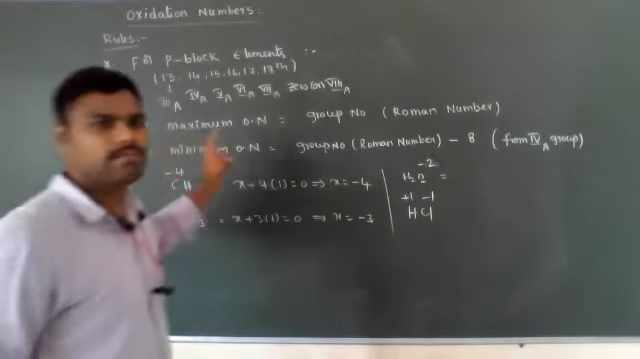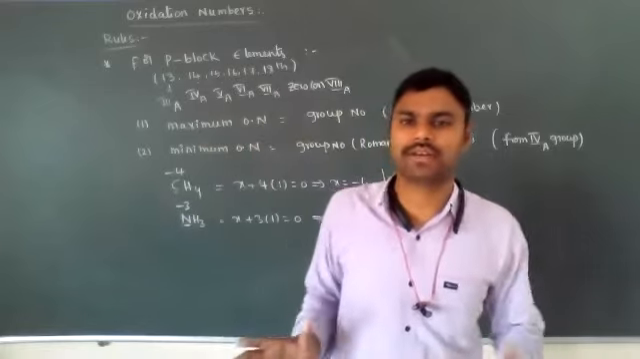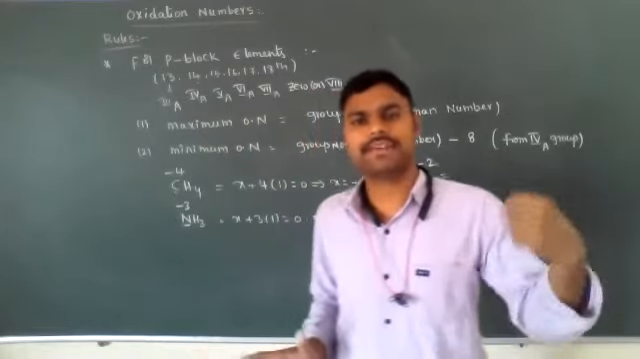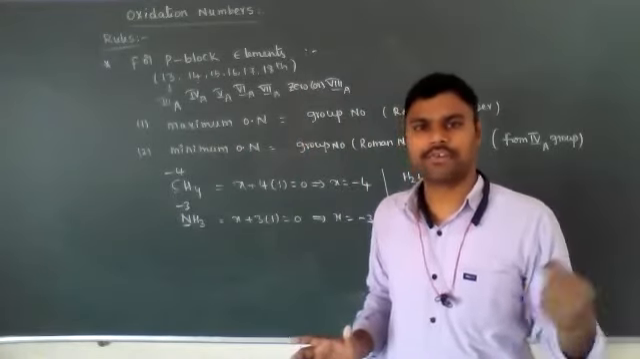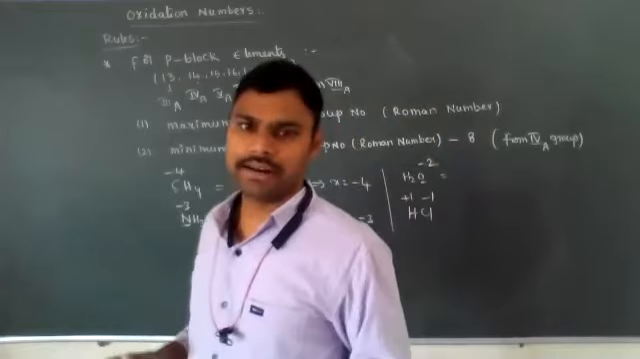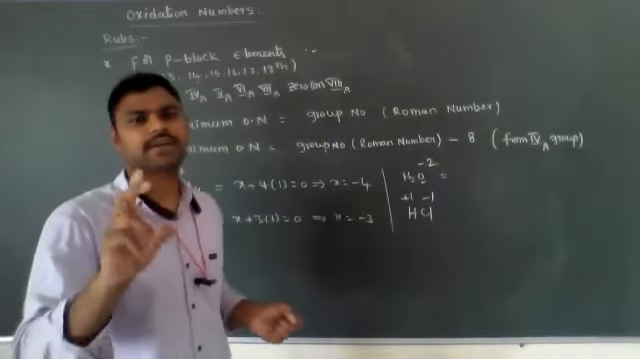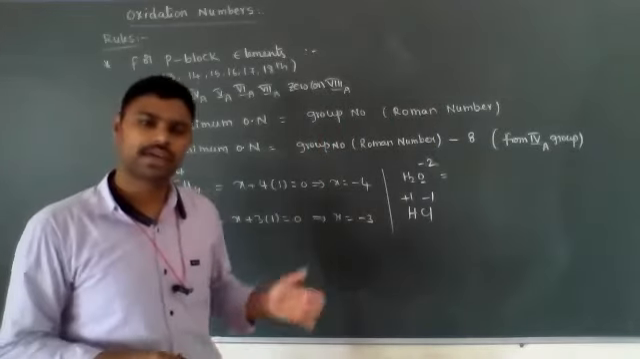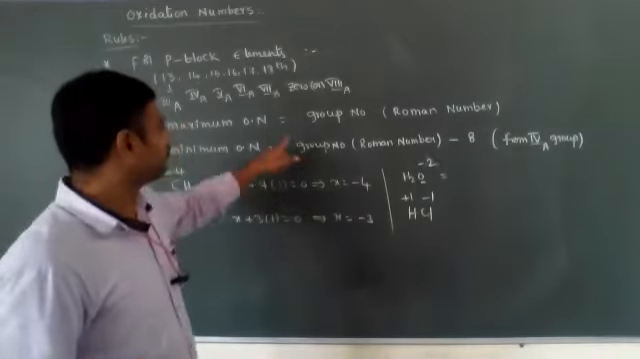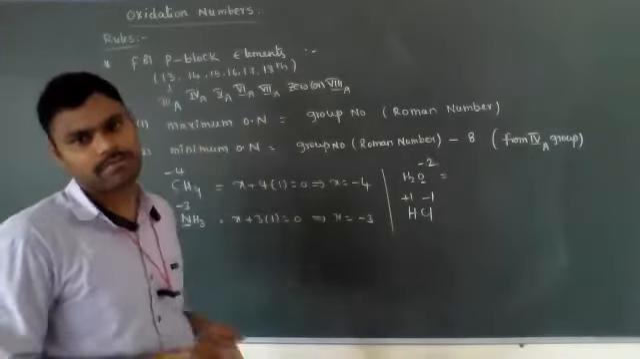Okay, these formulas are applicable for p block elements only. D block elements are different. D block elements and F block elements also exhibit different oxidation numbers in their compounds. That also we can calculate. But for p block elements, these rules you have to remember; it's enough.